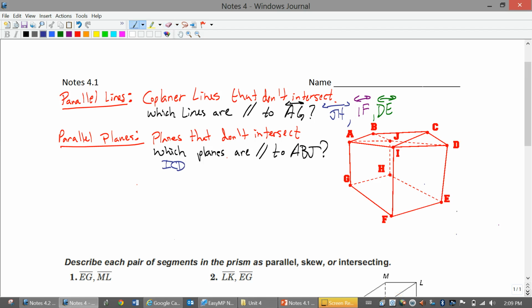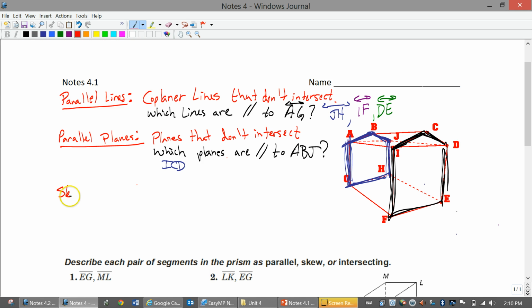There's only one plane that is parallel to plane ABJ. And I say that because if you look at it, ABJ is not just that triangle on the top. It's actually the whole back of the fort. Whereas the other plane is not just the triangle on the top, but the whole front of the fort. Does that make sense? Okay, let's do the next one.